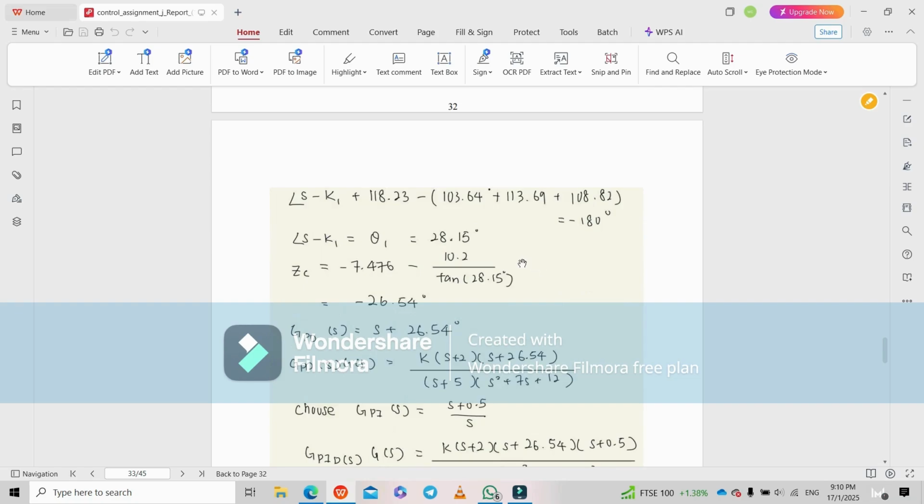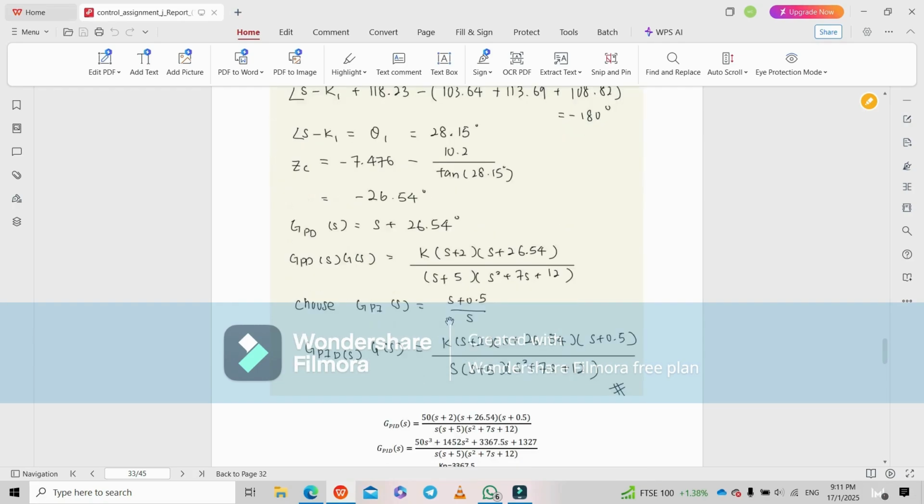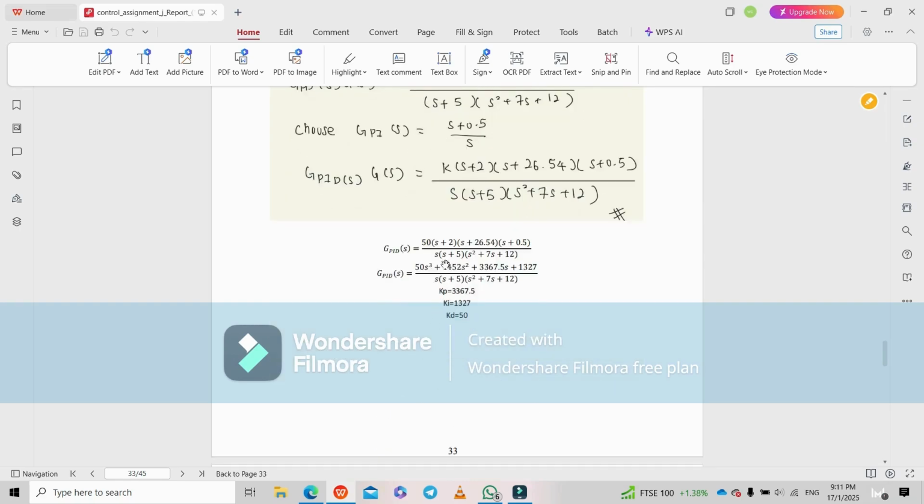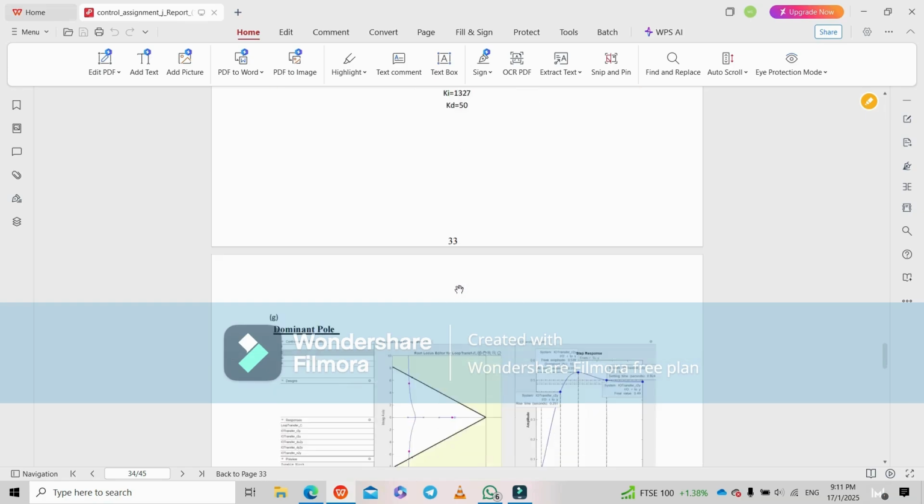Then we substitute into the formula. Then we find out the ZC equals negative 26.54, which means the transfer function for PD is s plus 26.54. Then we multiply back the initial transfer function. Then we will get the PID transfer function. Then after that, we find the KP, KI, and KD using the formula. Then we found that KP equals 3367.5, KI is 1327, and KD equals 50.